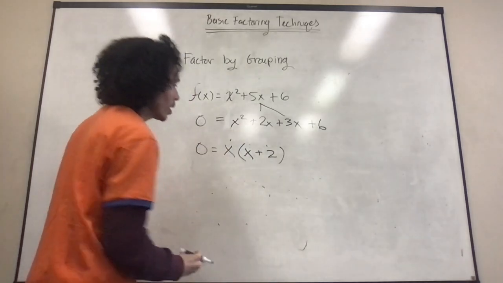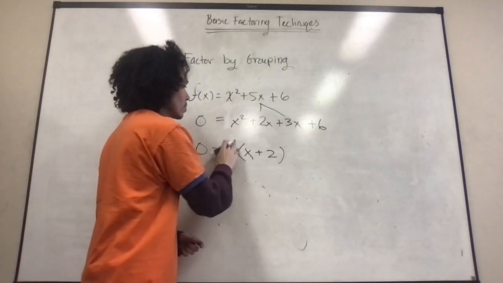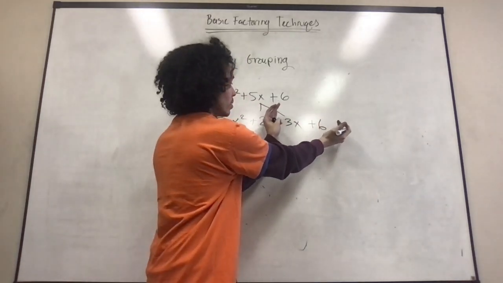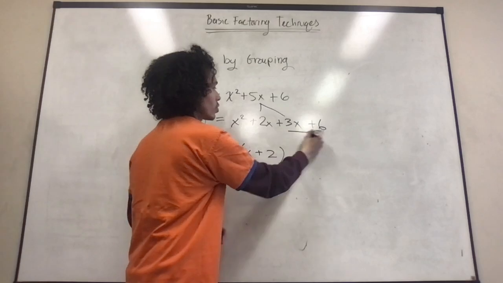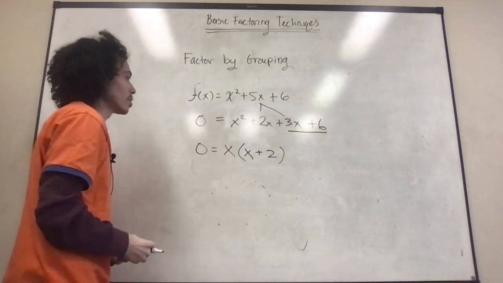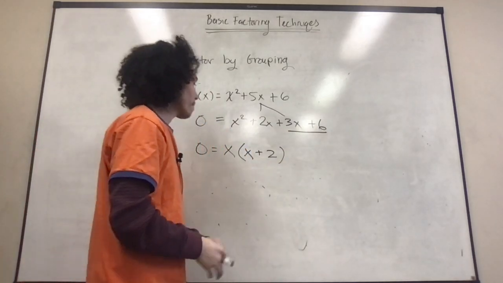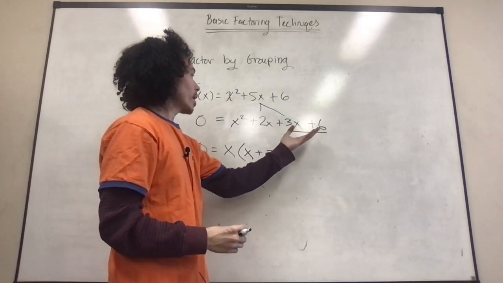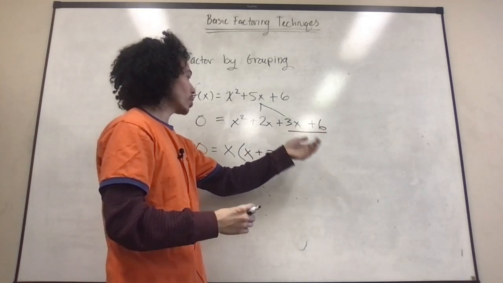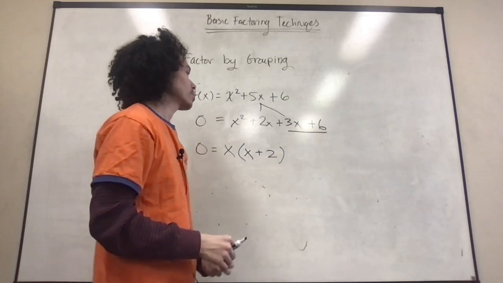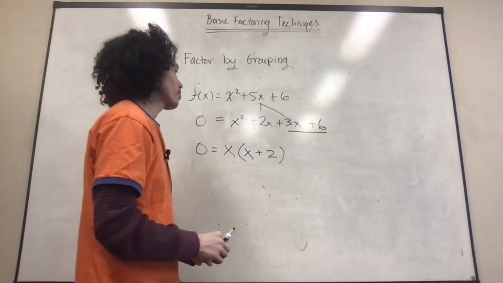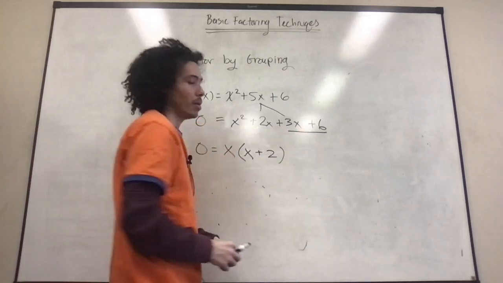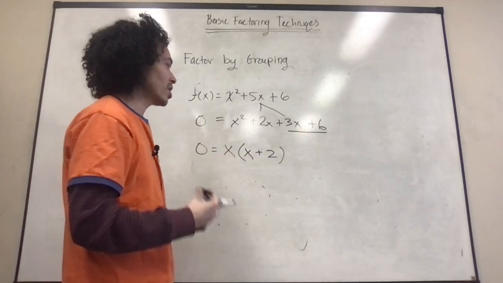Now we factor the other side. This 3x plus 6. We have 3x, which is 3 times x, and then we have 6. There's no x. You can divide both numbers by 3. So they share a 3.